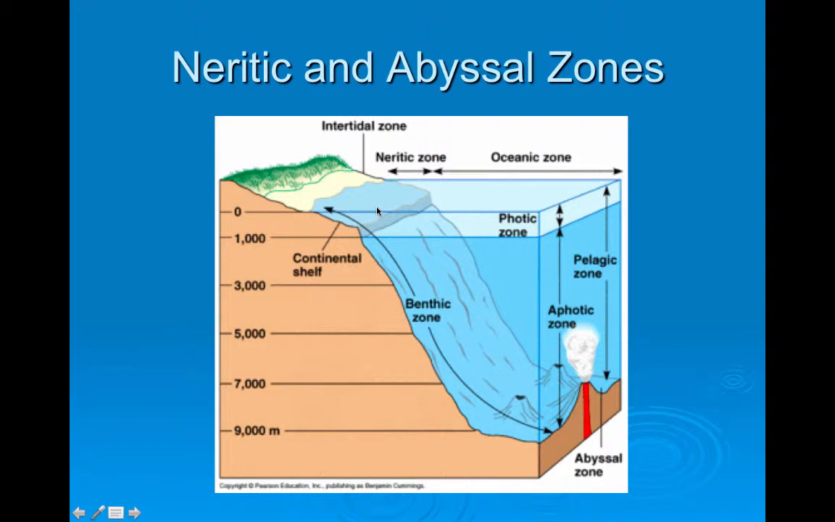All right, neritic and abyssal zones. The neritic zone goes from the continental shelf to the high tide mark. Don't forget the oceanic zone is also called the pelagic zone. And then the abyssal zone is basically the deep, deep, deep part of the ocean.